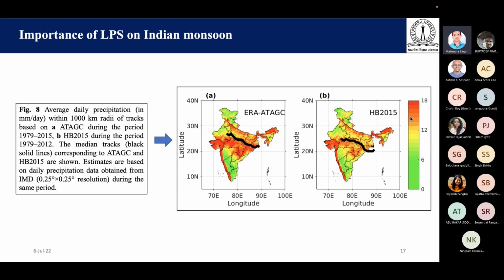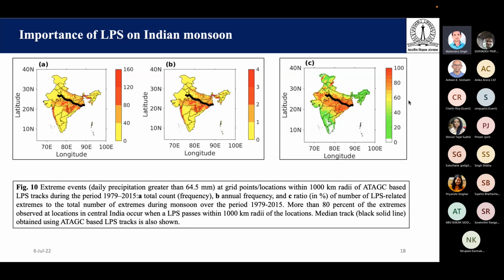In that paper, they also show how extreme events occur during the LPS days. The first figure shows that the extreme event is defined as follows: if the precipitation at any grid point is greater than 64.5 mm, then that point is called an extreme event point.